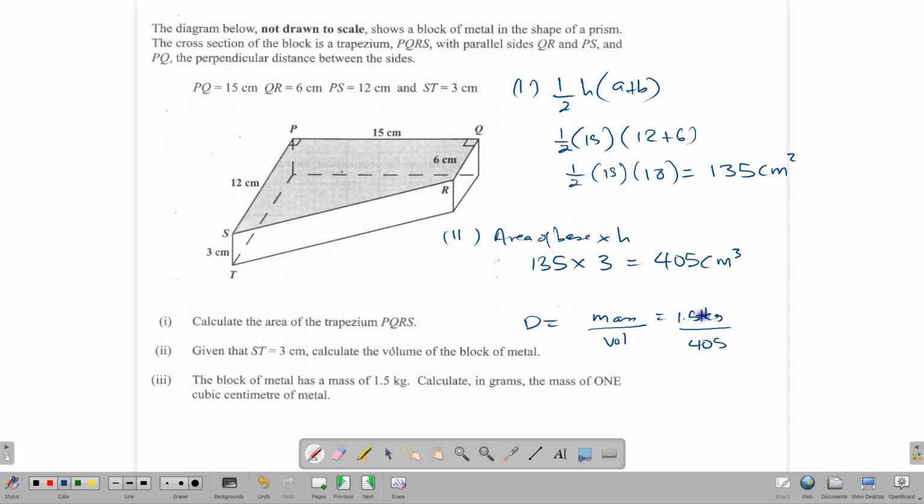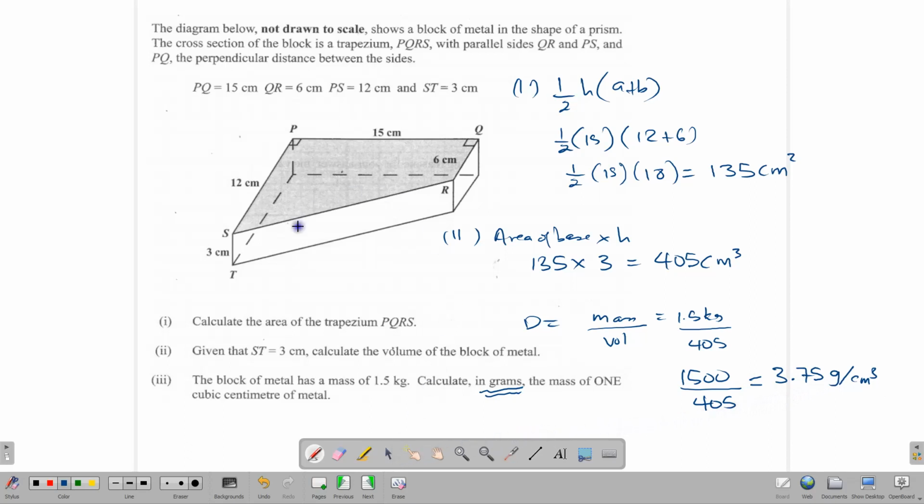Now we need to convert this kilogram to grams because the question wants it in grams. Calculate in grams. So 1.5 kg means 1,500 grams. And we're dividing that by 405, and that gives us an answer of 3.75 grams per centimeter cube. So that is our answer there, 3.75 grams per centimeter cube. All right.